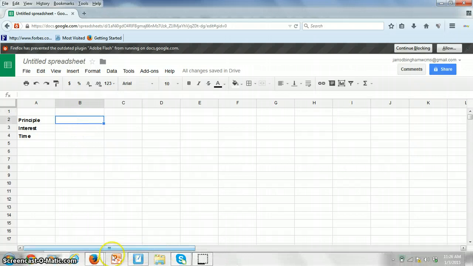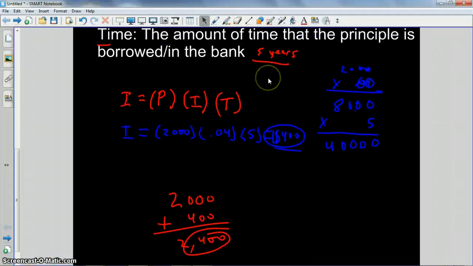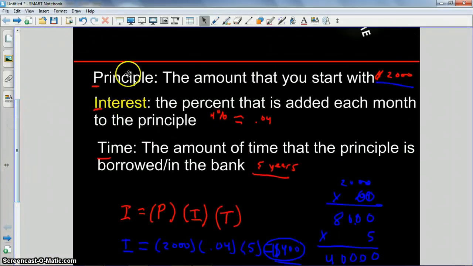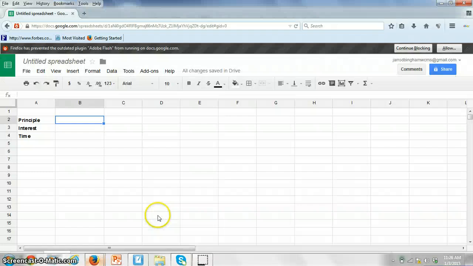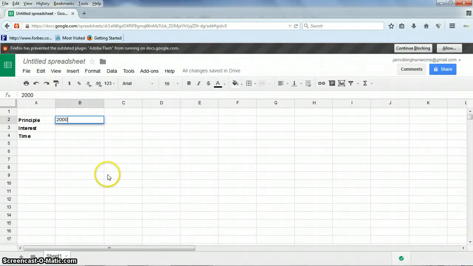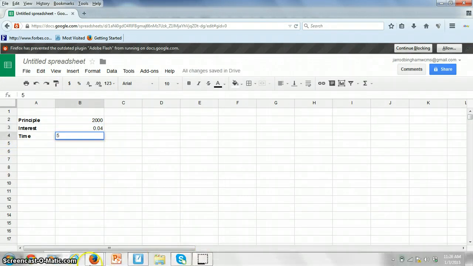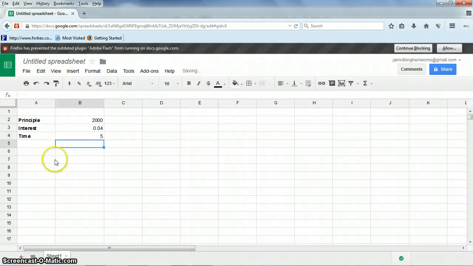So what I'm going to do is go back to my problem here and just fill in this information, because these are the three things I need to know. The principal is $2,000. The interest was 0.04, and the time was 5 years, and that came from the problem I just did. Now I'm going to find the total interest.